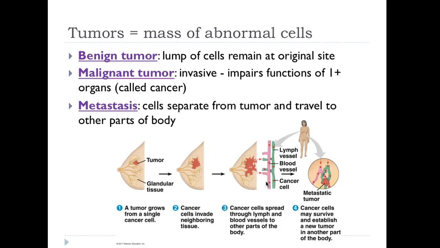So you see a tumor grows from a single cancer cell. The cancer cells invade neighboring tissue. Cancer cells then spread through the lymph and blood vessels to other parts of the body. And basically what happens is the cancer cells may survive and establish a new tumor in another part of the body.